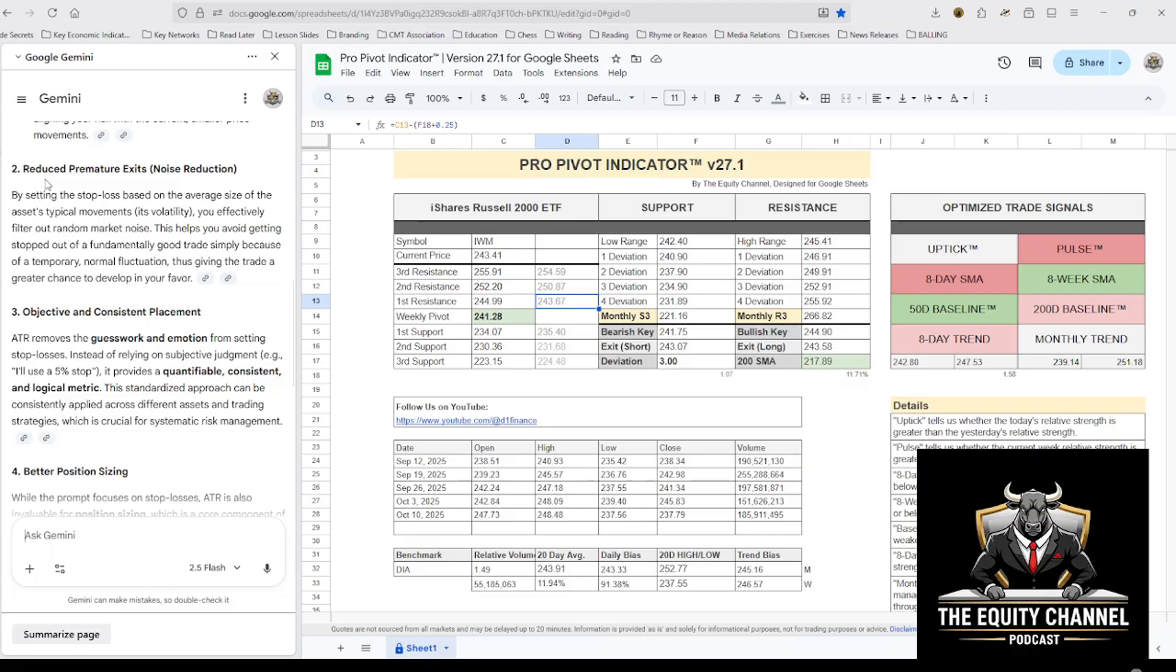Then you have reduced premature exits. That's what it does. So it's noise reduction. By setting the stop loss based on the average true range of the asset's typical movements, its volatility, you effectively filter out random market noise. This helps you avoid getting stopped out of a fundamentally good trade simply because of a temporary, normal fluctuation, thus giving the trade a greater chance to develop in your favor.